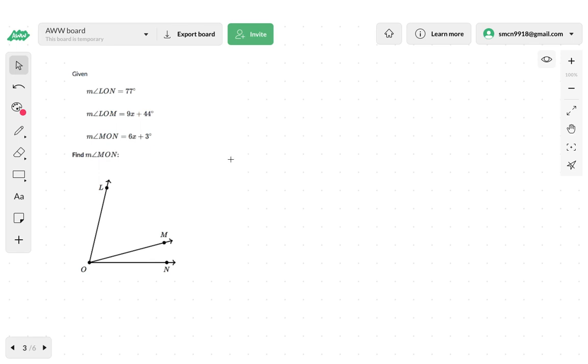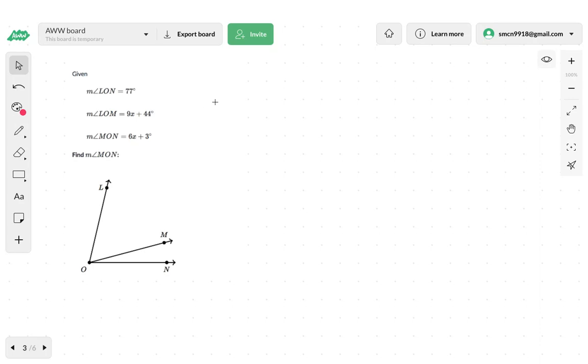Hey everyone, we're going to work on the next set of Khan Academy questions, which is a little bit of equations and a little figuring out what these angles are. So we're going to work on two questions, and I'm going to work on this first one with you. So they give you some information.